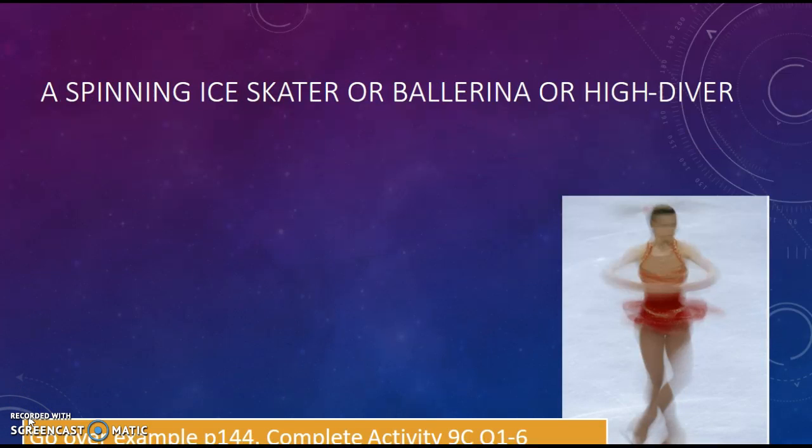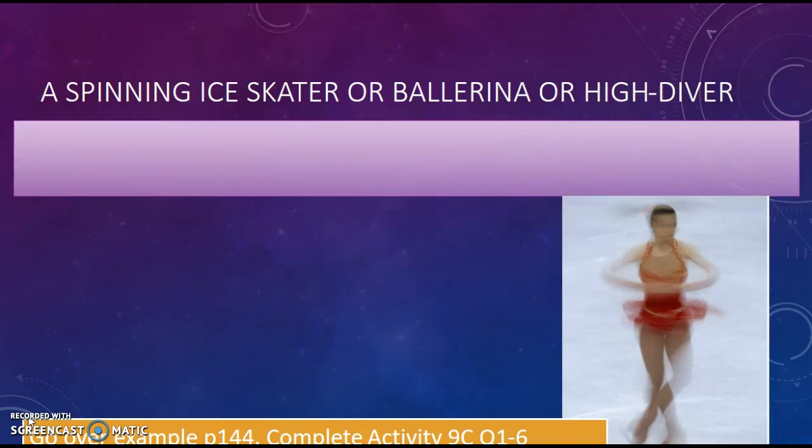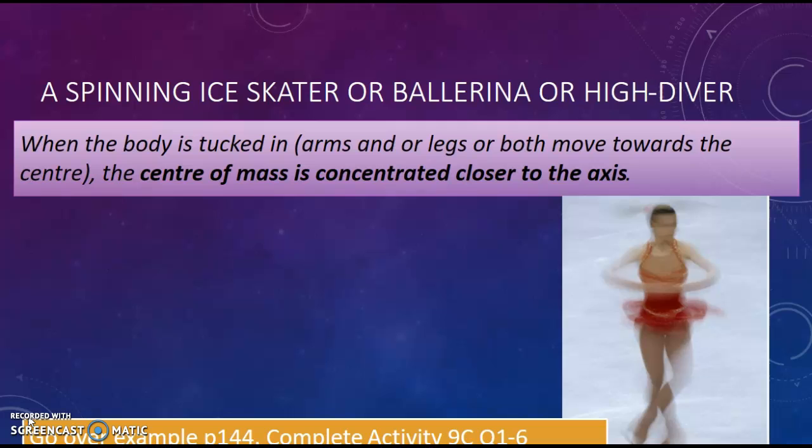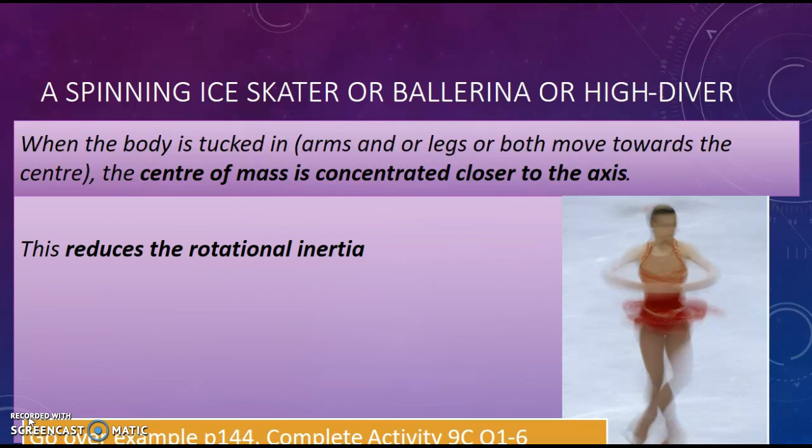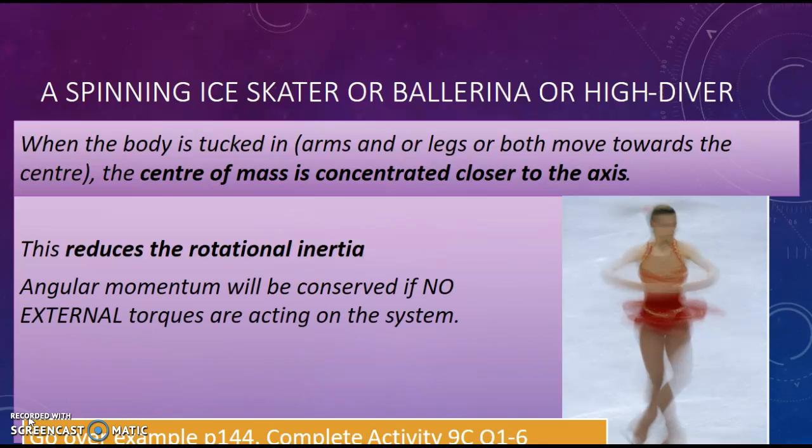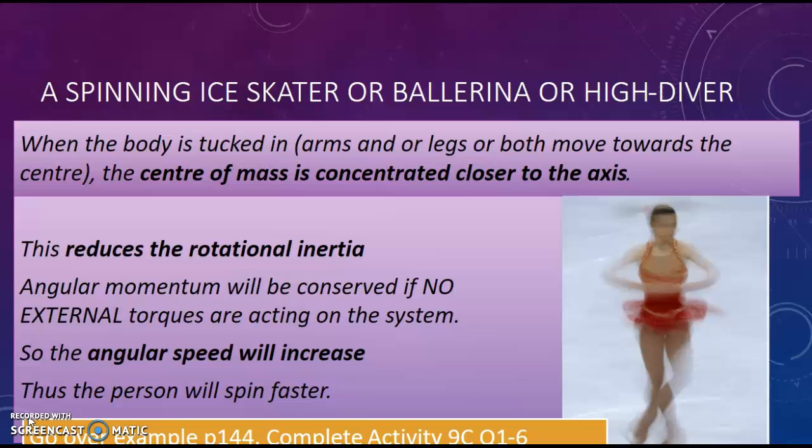An example might be given of a skater spinning around in a circle, and when she draws her arms in, the center of mass becomes more concentrated, closer to the center around which she's spinning, which means her rotational inertia will decrease, and therefore she will need to spin faster to maintain the same angular momentum, again assuming there are no external forces acting.